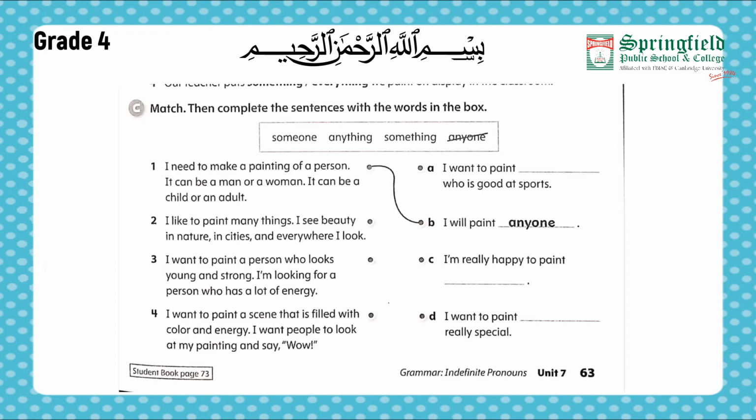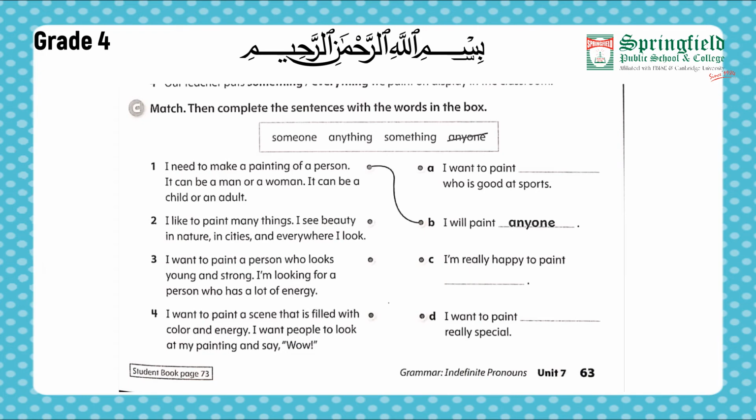Moving forward towards our statement number 3. I want to paint a person who looks young and strong. I am looking for a person who has a lot of energy. Yes, you are right. We are going to match our column number 3 with part A. I want to paint someone who is good at sports.